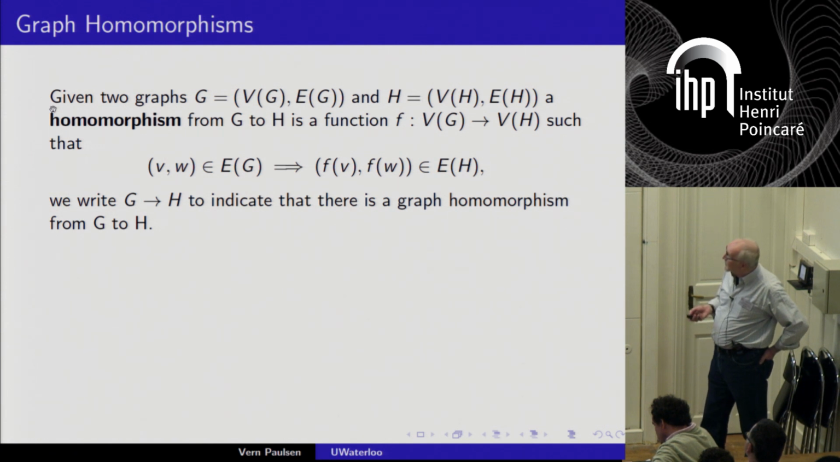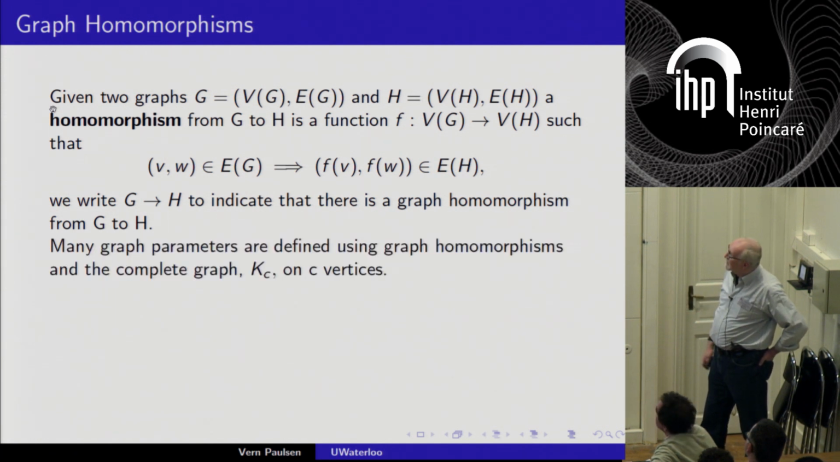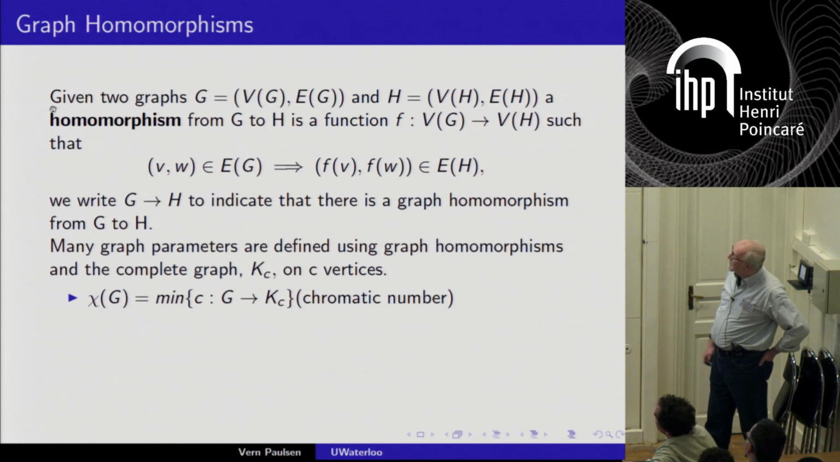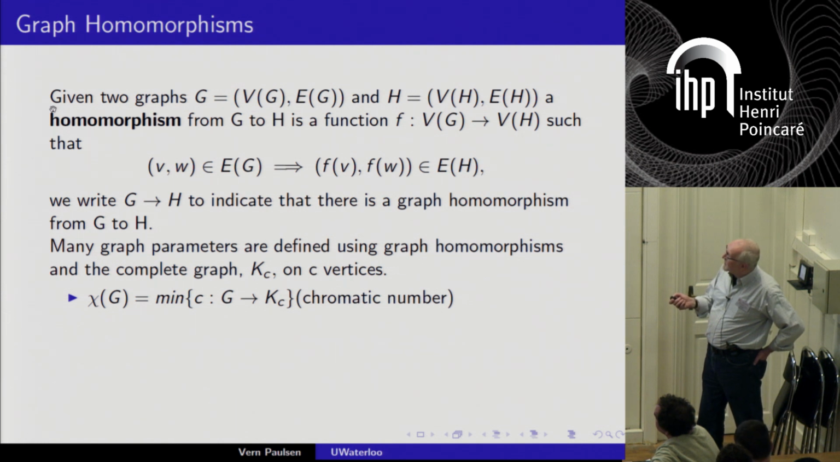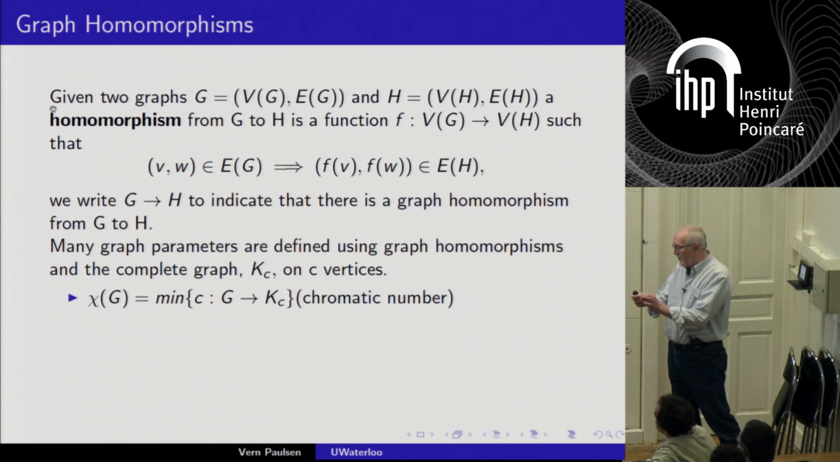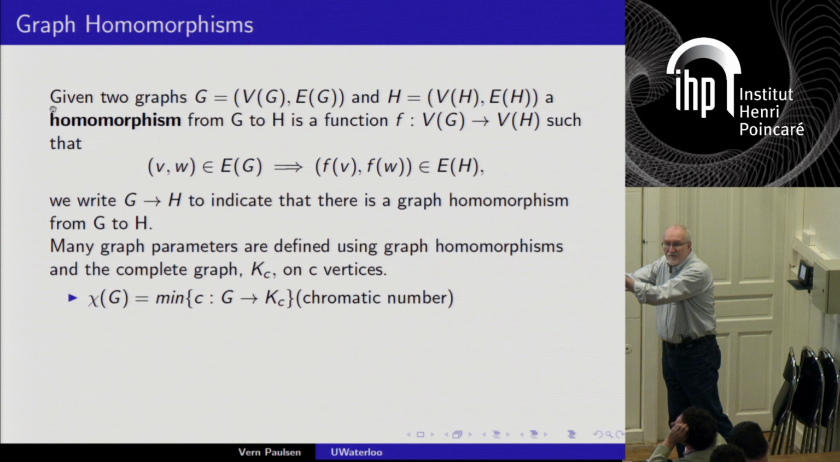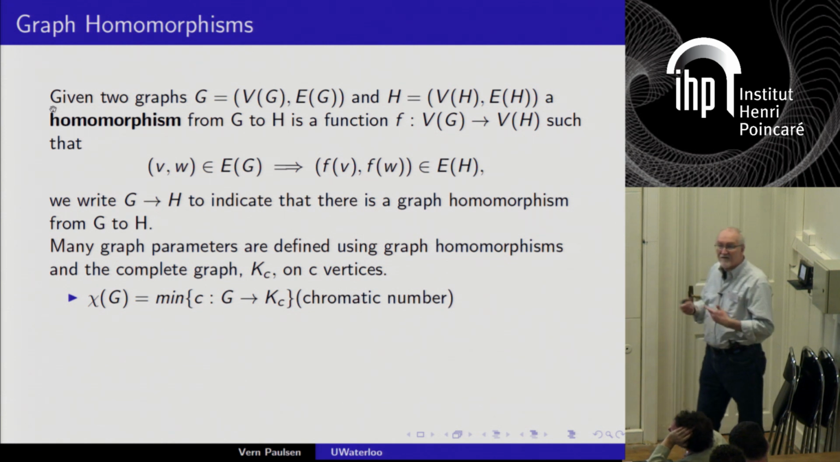They're a very handy way of doing a lot of graph theory, because most graph parameters that you look at are really defined by these. For example, the chromatic number of a graph is just the smallest c so that there's a graph homomorphism from G to the complete graph on c vertices. Whenever V and W are adjacent, they have to go to different vertices, which means different colors. And so a homomorphism is the same as a coloring.